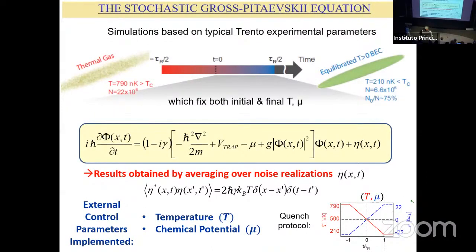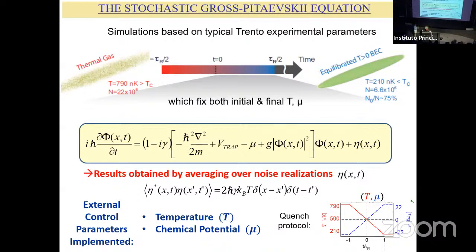Okay, so how do we implement that in the numerics? Well, what are the things we know? We know roughly the starting point that they had, about 800 nanokelvin and about 2 times 10 to the 7 particles. And we know, although every time it was slightly different, roughly what the average final state at the end of the quench was: about 200 nanokelvin, with about 1/3 of the number of particles still in the system. This is not a perfect condensate; it would have something like 75% condensate fraction. So what we need to do is to feed that into the way we solve things.